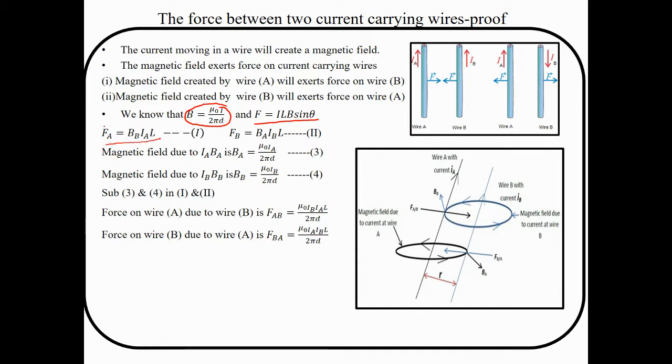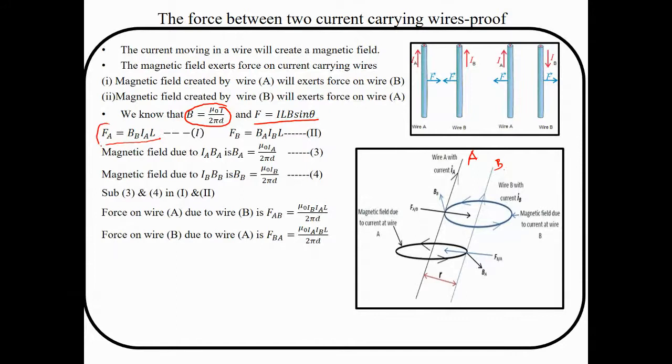What is this, my dear? This is nothing but the force by the first wire. The magnetic force on the first wire will be affected by the magnetic field of the second wire. You can see this is your first wire A, this is your second wire B. So what will happen? The wire B magnetic field will affect the first wire. Likewise, the first wire magnetic field will affect the second wire. Don't get confused about this A and B.